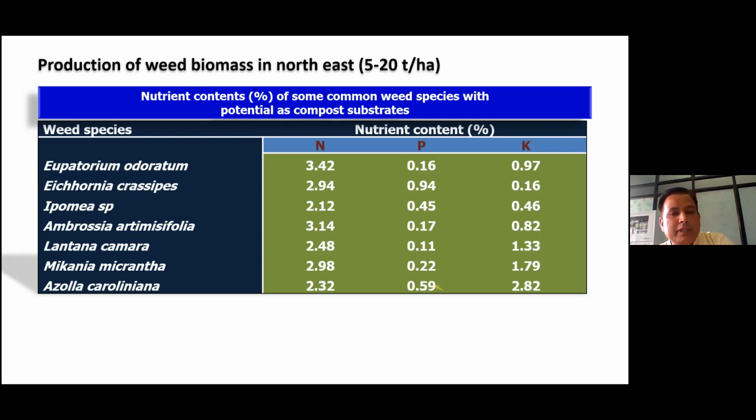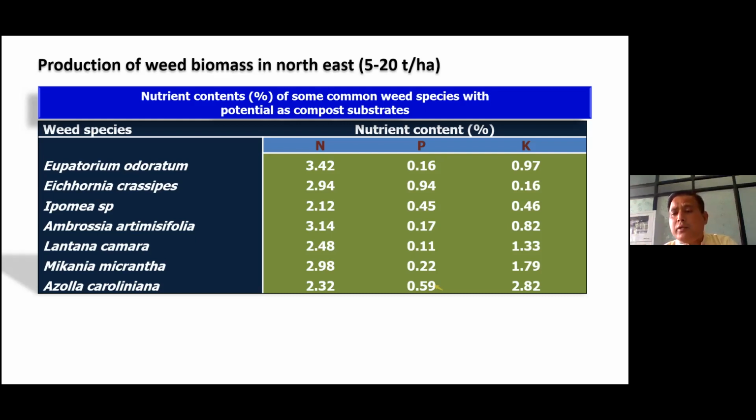Every weed species has a good quantity of NPK content. You see, in different species, almost 3.5% nitrogen, almost 1% phosphorus, and 0.5% potassium we can get by adding just the biomass of weeds.